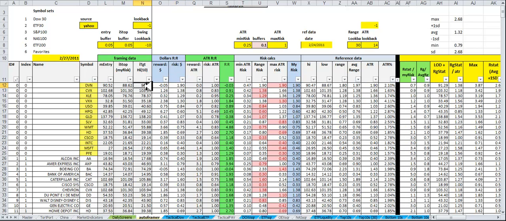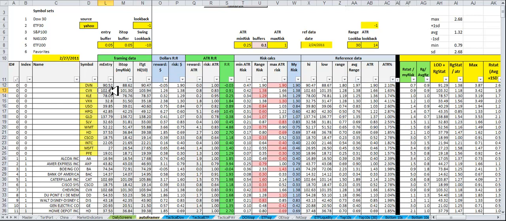Now it turns out that, not counting yet Friday, the previous 10-day high in Devon was 90.47. So its high was above the previous 10-day high. So that's not a good one to use for a test of the previous 10-day high. Let me find one that actually has a better one. Let's take a look at Chevron.